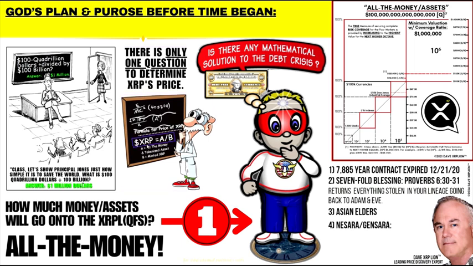So XRP is A, which is all the money, divided by B, which is the number of tokenized assets, and that equals the price of XRP. So the question is, how much money and assets will go onto the XRPL QFS? And the answer is all the money. Now, the only difference in this equation is what value are we going to put on all the money?